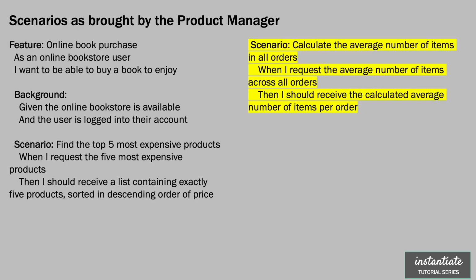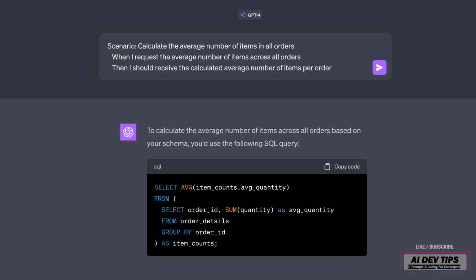Now the product manager has brought us an additional scenario. They want to calculate the average number of items in all orders. When I request the average number of items across all orders, then I should receive the calculated average number of items per order. So we put that into ChatGPT, copy paste that straight in there, and we see we get a result that is starting to get a little bit more complicated.